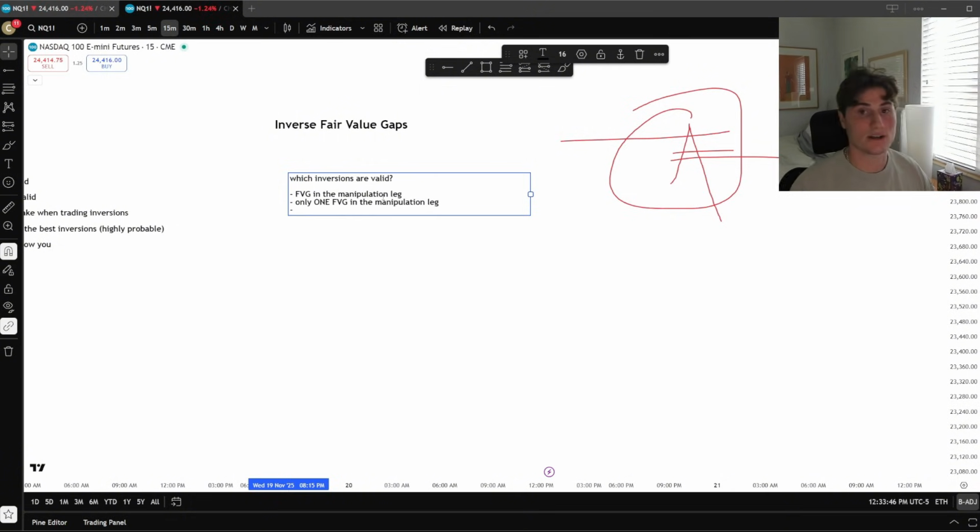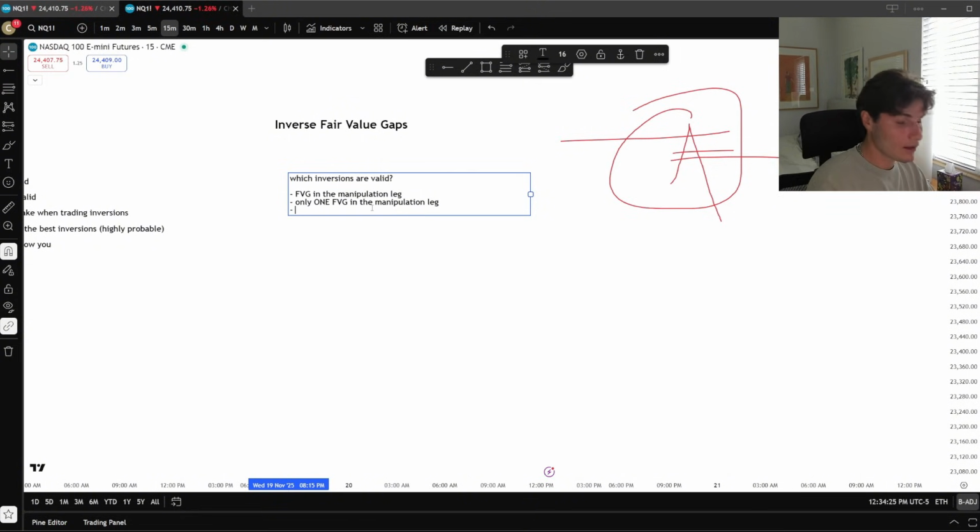I see a lot of traders taking an inversion when there's more than one in the manipulation leg, and you'll see on the charts what I'm talking about. Basically, sometimes when you are waiting for an inversion to happen, there are two or three fair value gaps stacked on top of each other. That would make the inversion invalid. You must use the time frame where there is only one fair value gap on the chart. In this scenario, there's one fair value gap here. That fair value gap gets inversed. That is a valid inversion.